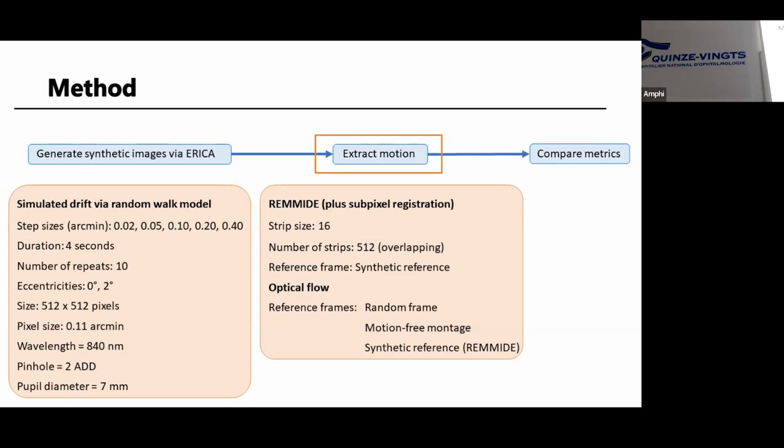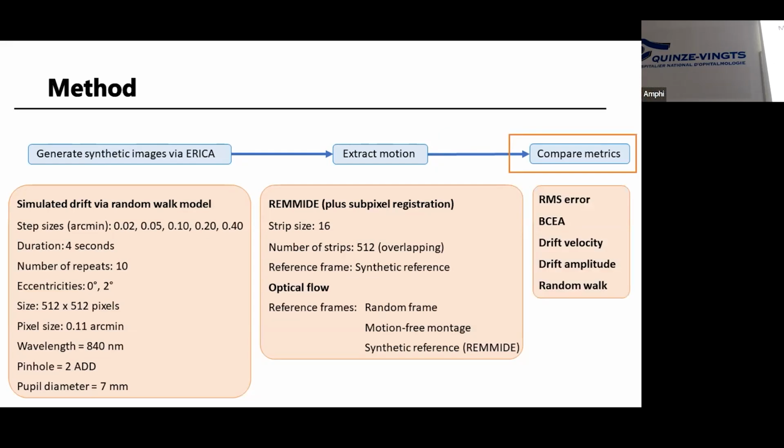And then for the optical flow algorithm, you don't have a strip size, it gives you 1 per pixel, but I have chosen to use either a randomly selected single frame, so this might be the best frame that you would select from your stream, a motion-free montage. So this is the ground truth. An area that the frames are not going to walk outside of, but which also does not contain motion. And then also the reference frame that's been created by Remedy.